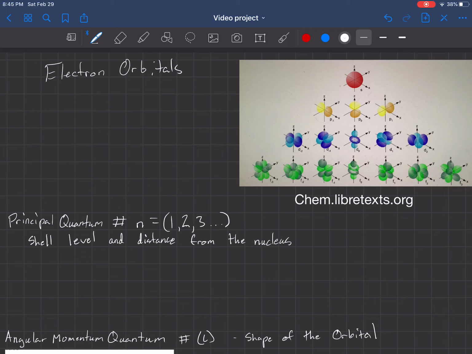Hey, so today we're going to be talking about quantum numbers and the rules associated with them, as well as electron spin. First things first, we've got to know what exactly we're talking about with quantum orbital theory, and it's different from Bohr's theory in the following way.